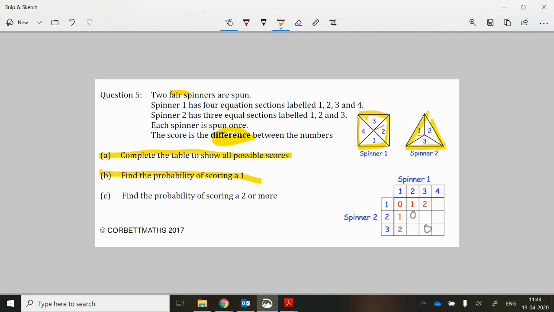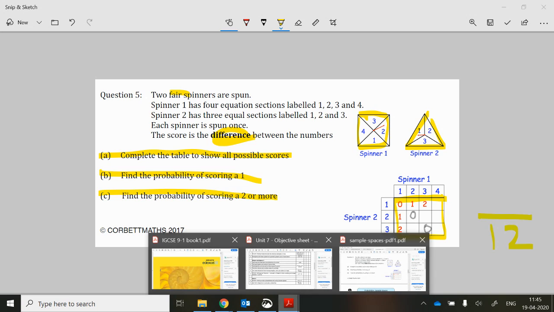Okay, find the probability of scoring a 1. Hopefully it becomes easy now. You're getting a fair bit of practice here. You've got 3 times 4, 12 outcomes there. So your probability is going to be out of 12. And so you just need to count how many ones you've got out of 12. Find the probability of scoring 2 or more. Again, you need to count how many scores of 2 or more you get inside this yellow square, and it will be out of 12.